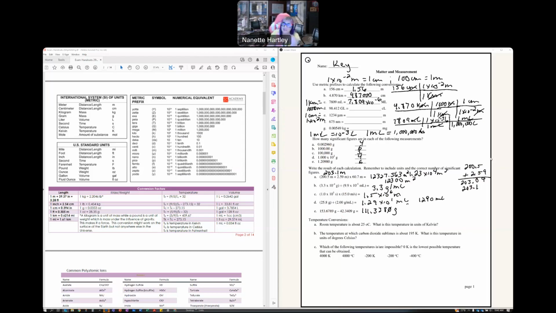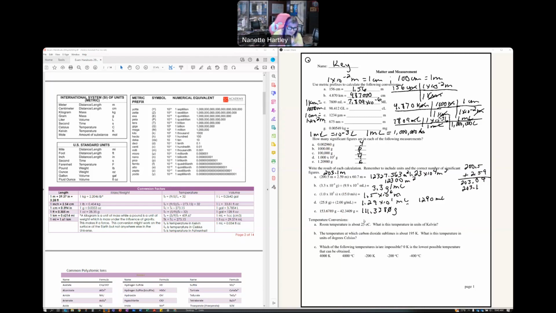All right, let's take a look at our temperature conversions. So it says room temperature is about 25 degrees C. What is the temperature in units of Kelvin? So I need to know what the conversion is. So I come over here and I see that there are temperature conversions here. TF stands for temperature in Fahrenheit. TK is temperature in Kelvin, and TC is temperature in Celsius. I'm looking for TK. I want to calculate TK from TC, because TK is what I want, and TC is what I have.